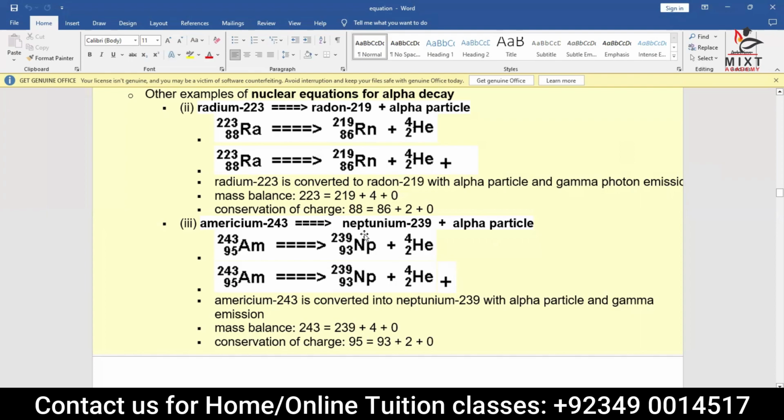Also write this one as well, please: conservation of charge and all this. Along with the alpha particle, sometimes we do have a gamma photon emission as well, but it doesn't make any effect because gamma radiation is massless as well as chargeless. So it doesn't change anything in the material properties; it doesn't change its proton number or its mass number.